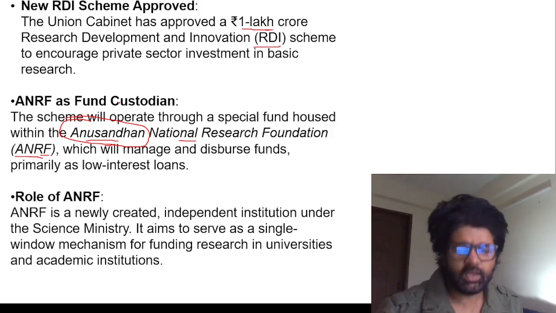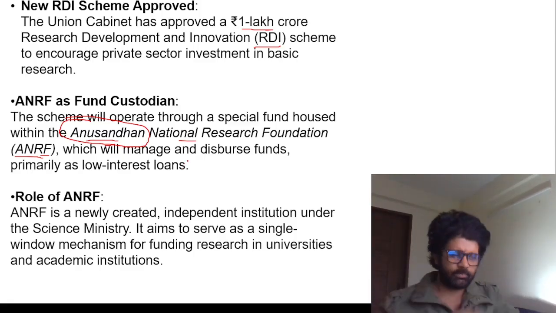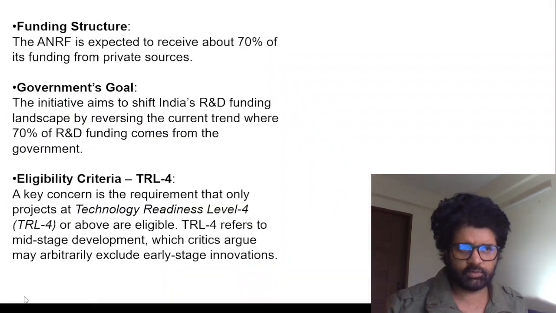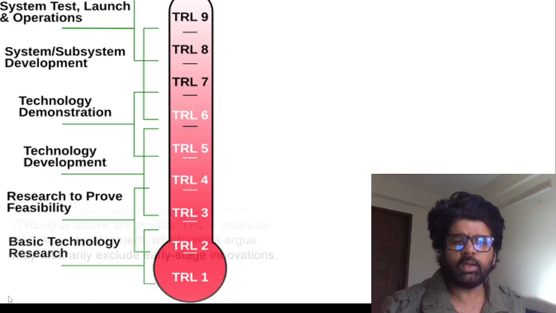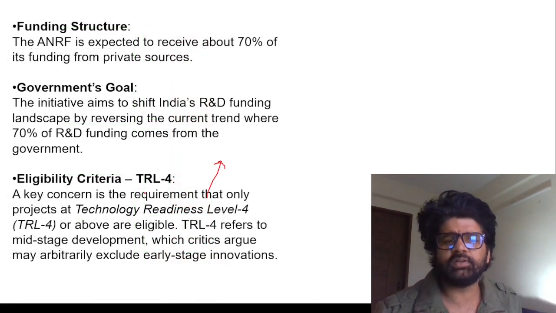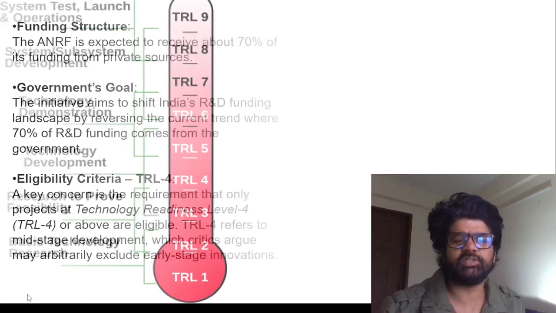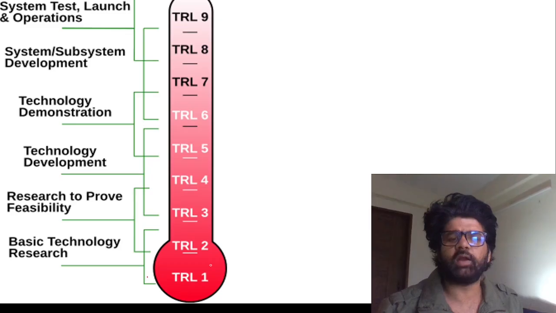I don't know. So ANRF is a fund which will be managing and dispersing funds. So let's say I am involved in some research and innovation. Let me show you one particular thing and then we'll talk about it. So this is called TRL 1 to 9. And what is the basic meaning? Technology readiness level, TRL. This concept was given by NASA. NASA came up with this concept. So what is the basic meaning here? If you start from here, TRL 1 to 4.